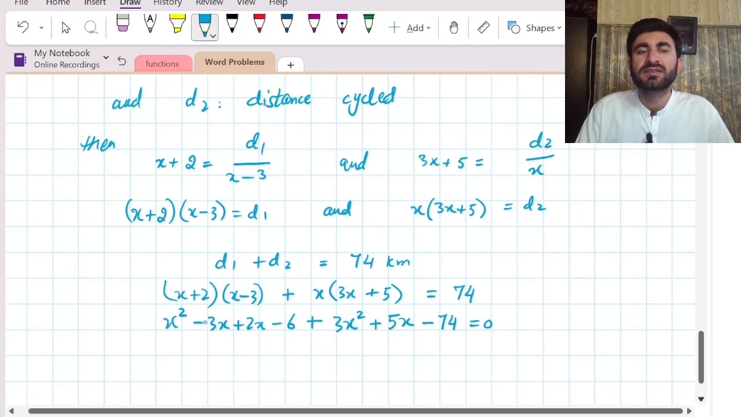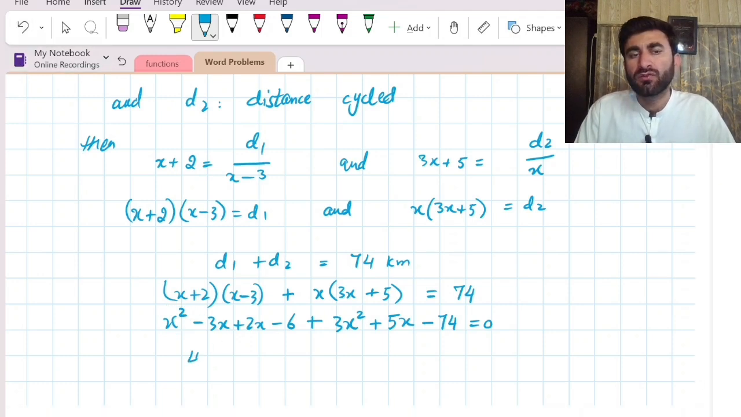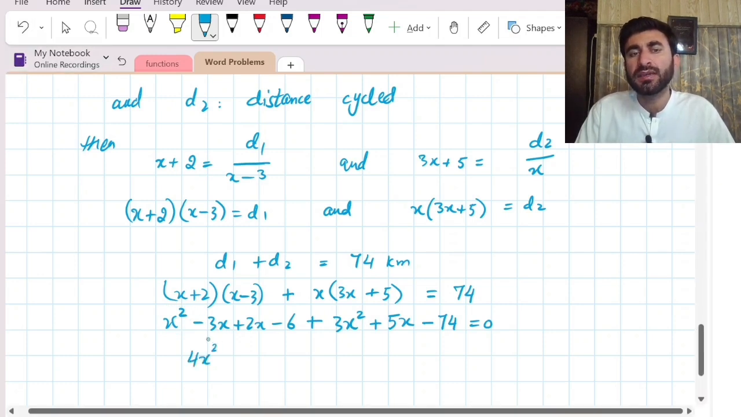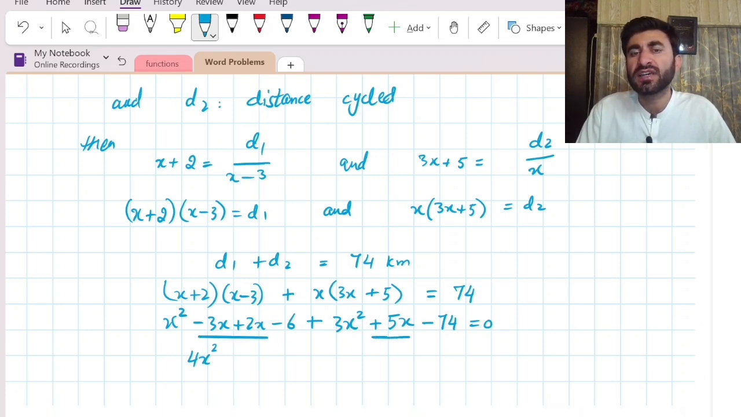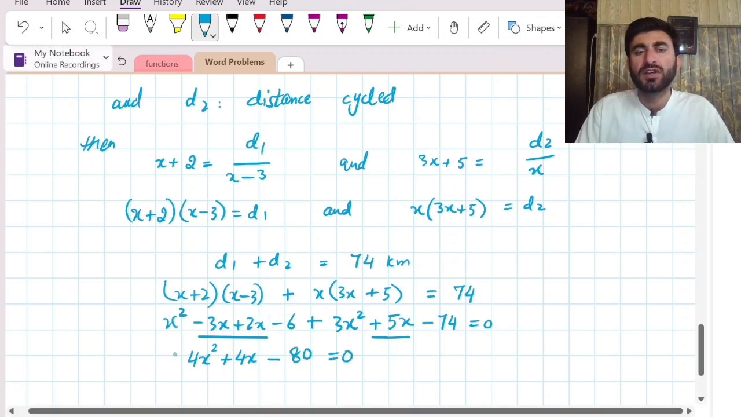Now first sum the quadratic terms. There is an x square and then there is a 3x square. It should become 4x square. Then adding the linear terms where we have minus 3x plus 2x plus 5x, and surely that becomes positive 4x, and then we have minus 6 and minus 74, their sum will become minus 80 equals 0. So this is the equation we have to show.